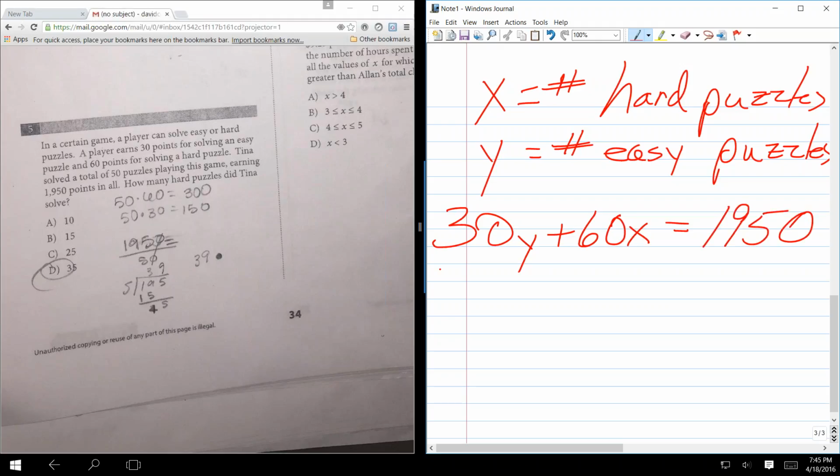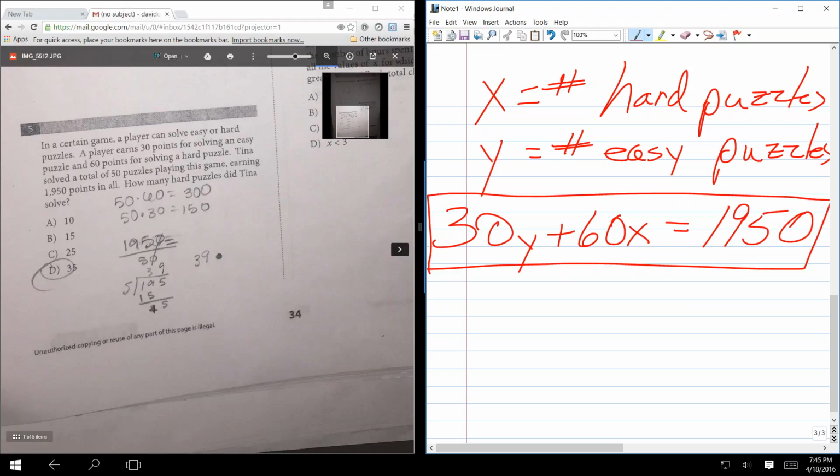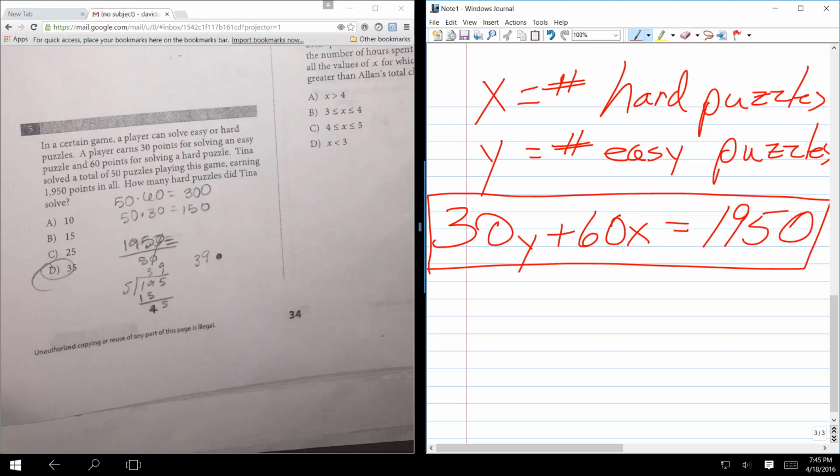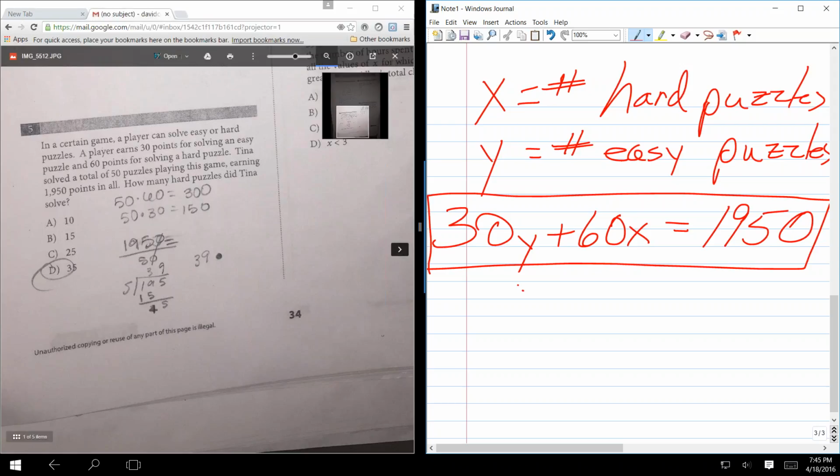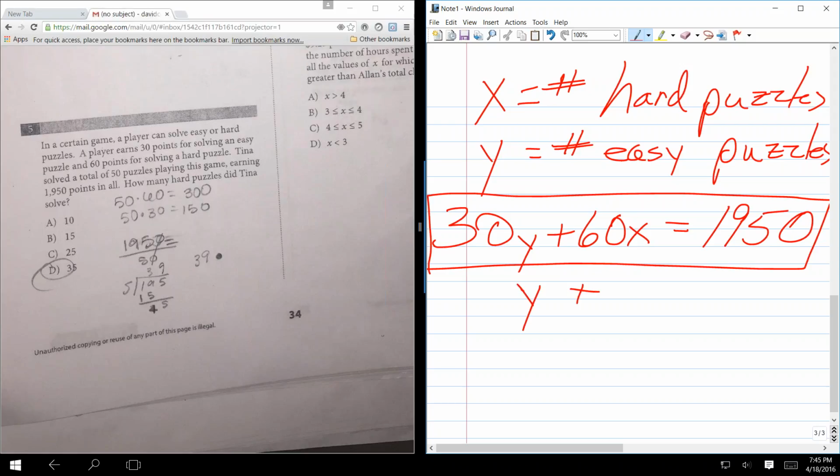In other words, I can't do much with that because there are 2 variables and only 1 equation. So I'm going to need a second equation. What's my second equation? Read sentence number 3. Y plus x equals 50. Correct. Now I can solve it.